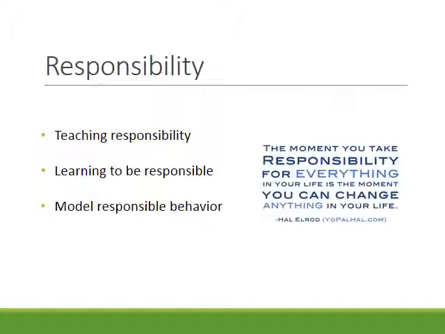Teaching responsibility means training students to develop self-control, healthy problem-solving skills, and to make good choices. When good choices are made, they will experience the positive consequences. When poor choices are made, they will experience and have to accept the negative consequences. Learning to be responsible will allow students to take accountability for their actions and accept the consequences of their choices.